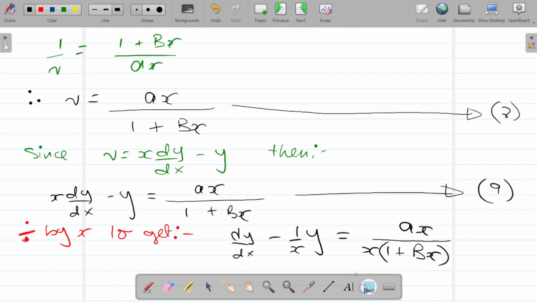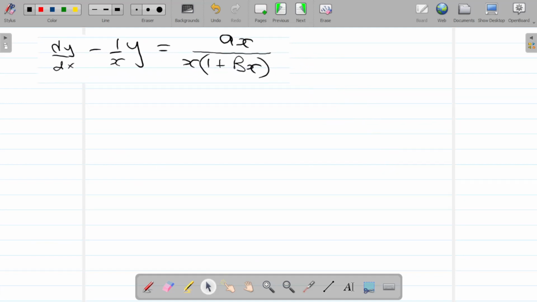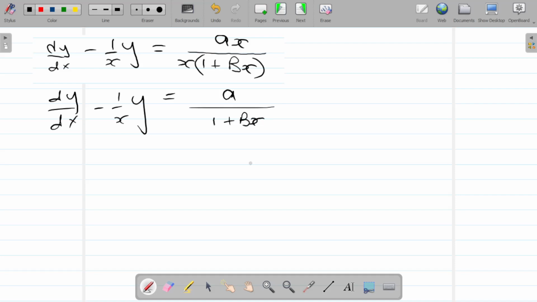So if we cut and paste that, because as you can see, I haven't yet cancelled out the x on the right hand side, this equation simply becomes, as I said before, dy by dx minus 1 over x y equal to a over 1 plus bx. So I just did that on the previous page, and then I added in the x's here and here to show you what I'd done. So I hope that wasn't too confusing. We'll call that equation 10.